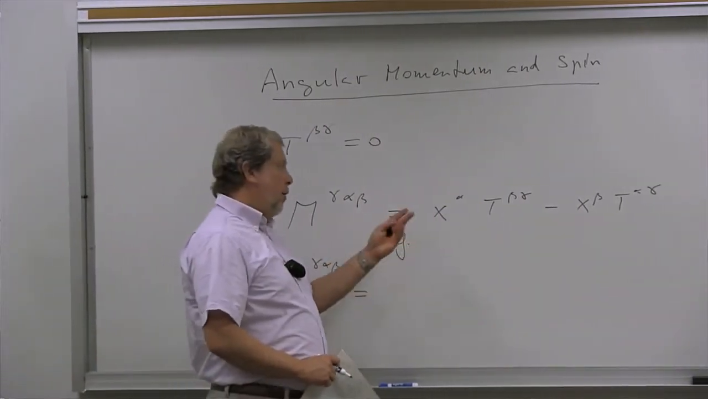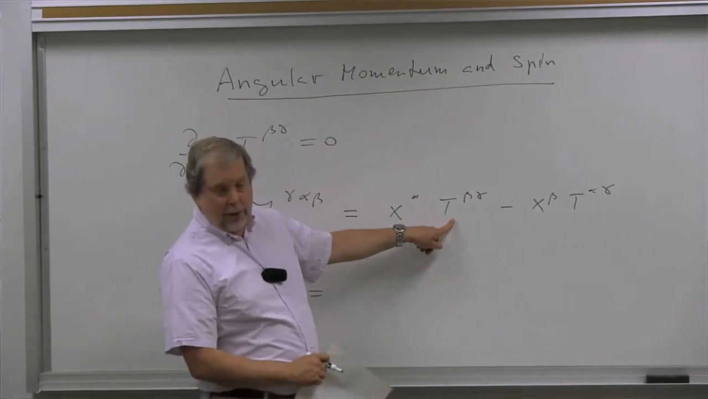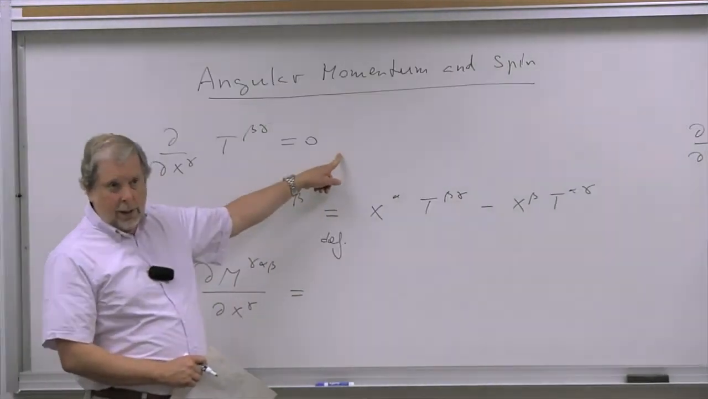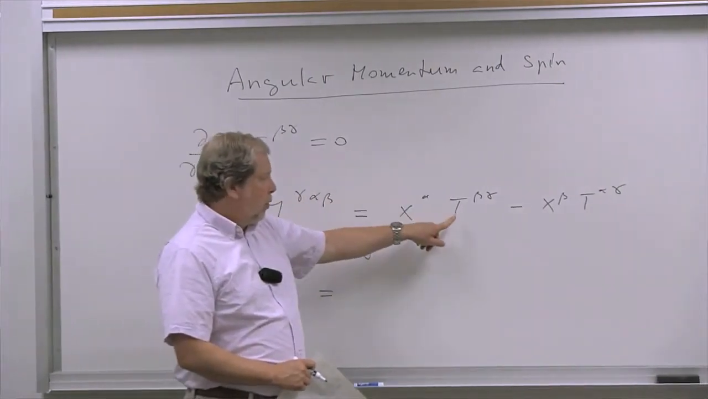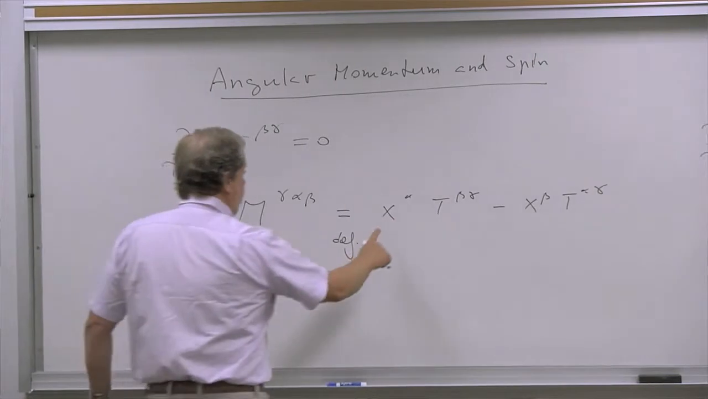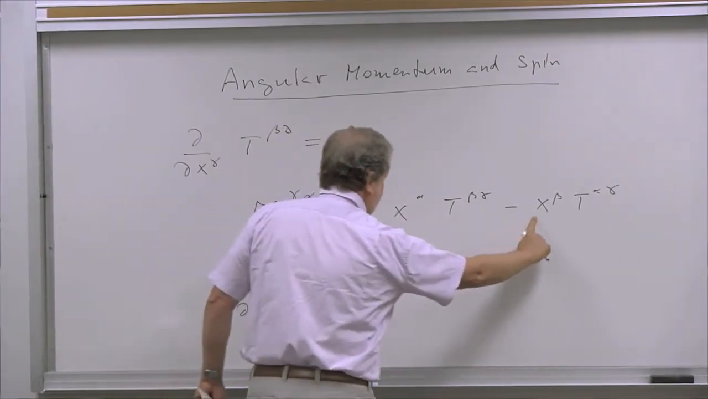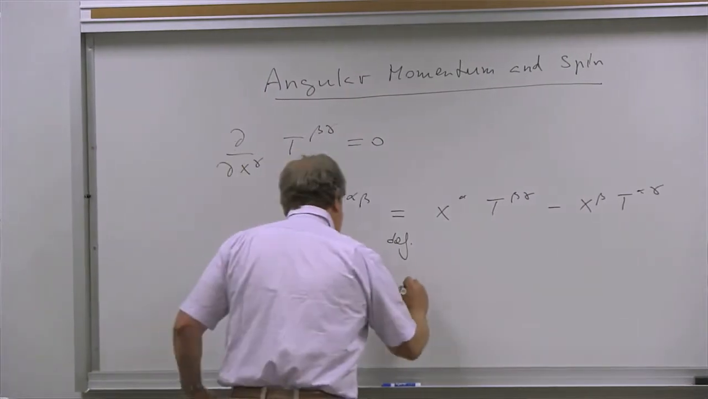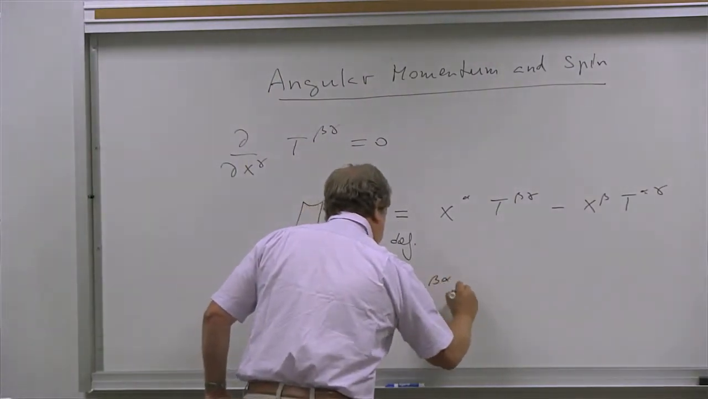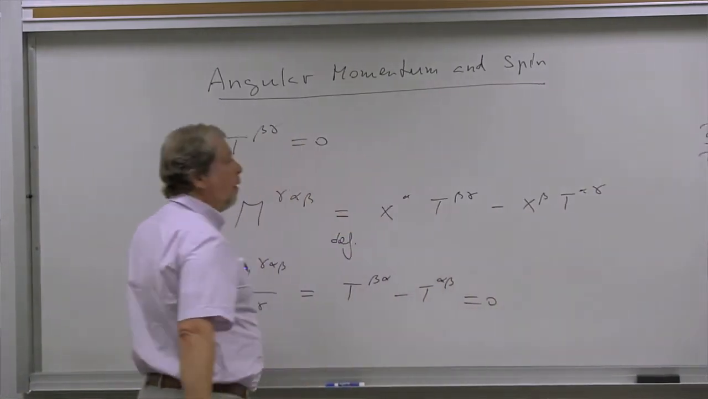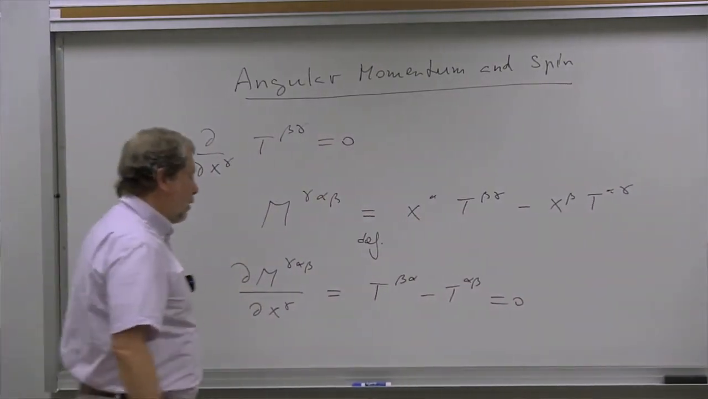Well, there are 4 terms there when you take the derivative. There's also a derivative of the t, but the derivative of the t, of course, is 0 because the t is conserved. So the derivative of the t does not matter. The only thing that you get is the term when you take the derivative of this x and the term when you take the derivative of the other x. So you get T beta alpha minus T alpha beta. And this is 0 because the thing is symmetric. So this object is conserved.